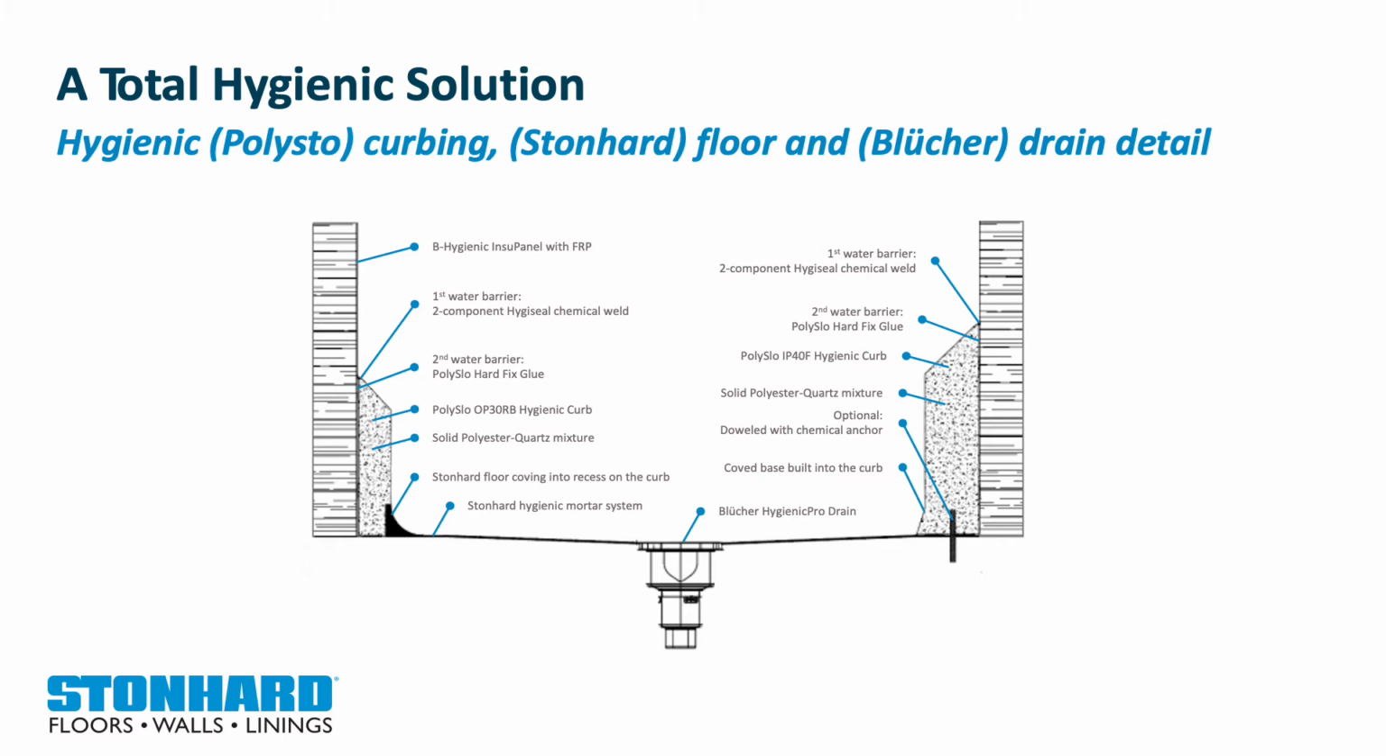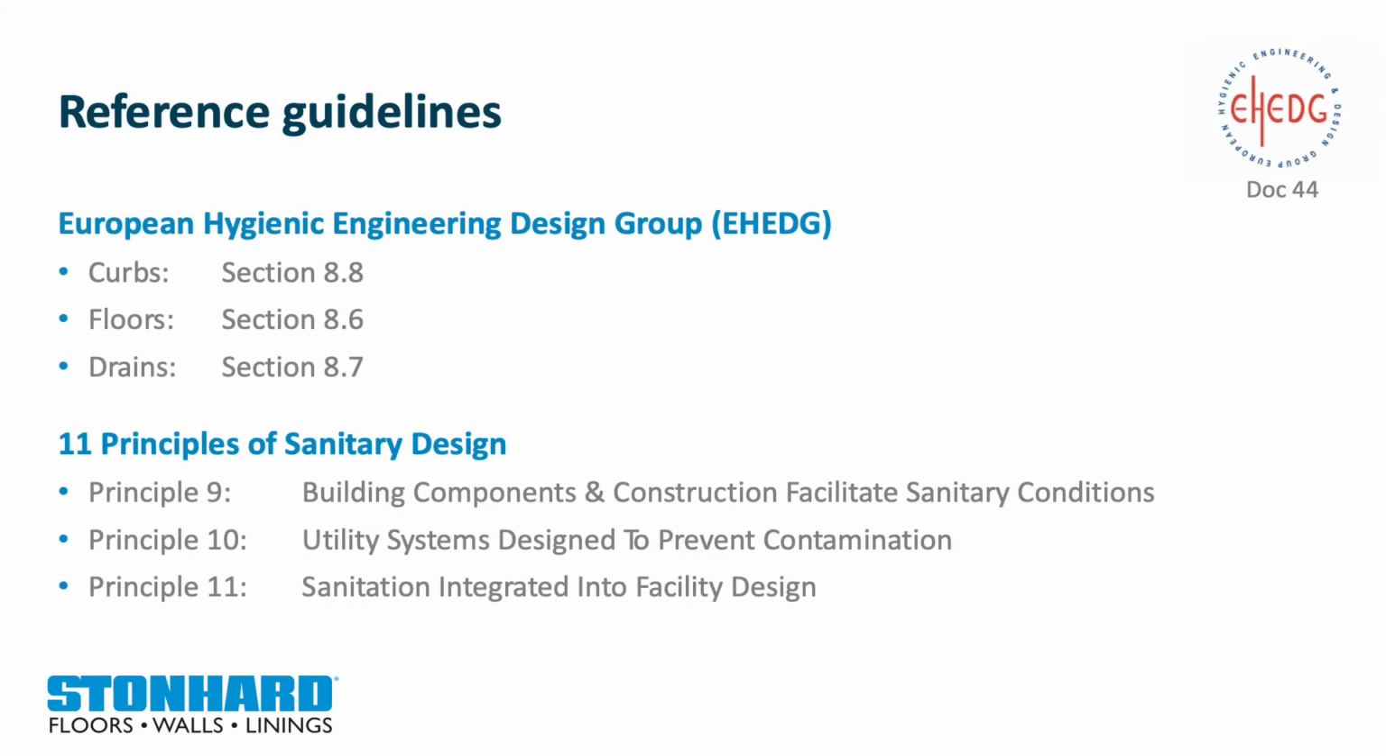And this all adds up to a total hygienic solution for your food processing facilities. Floors, drains, curbs are all connected as one. And based on the principles of the AHEDGE document 44 guidelines.